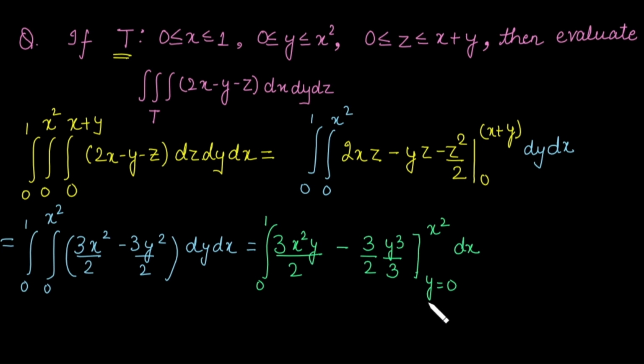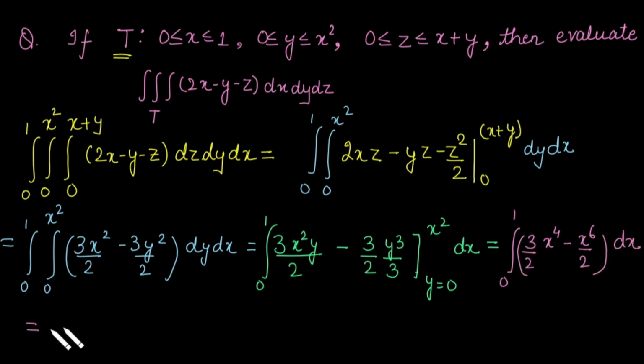Now substitute the limits of y, put y equal to x square, then minus y equal to 0. We have integration from 0 to 1. The function is 3 by 2 x raised to power 4 minus x raised to power 6 by 2.